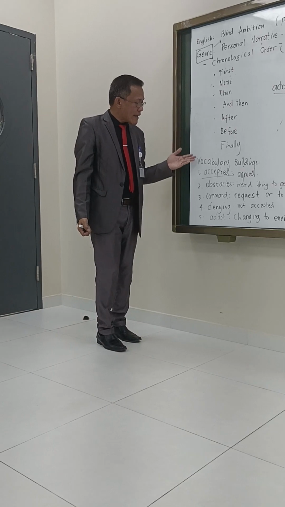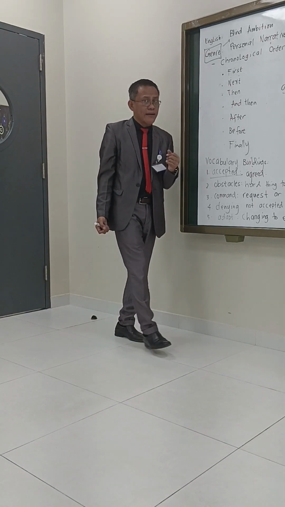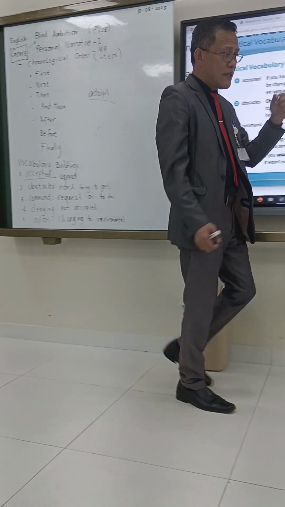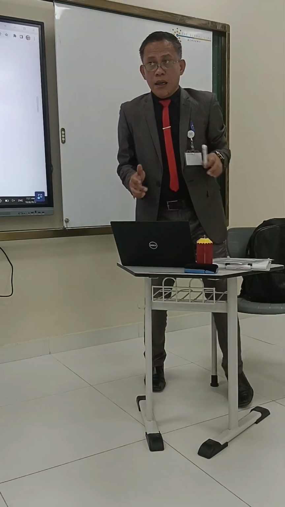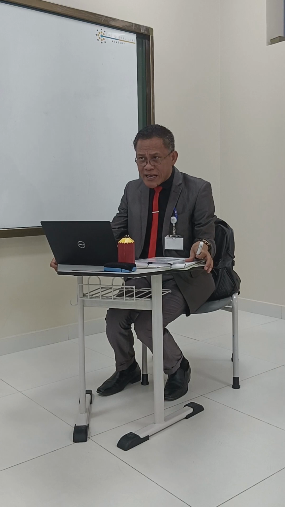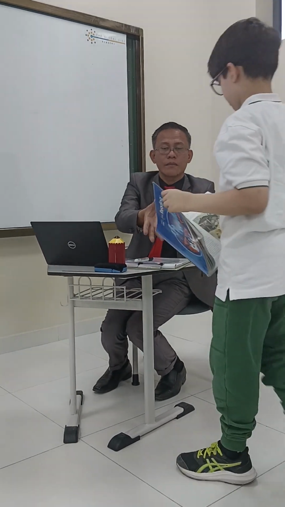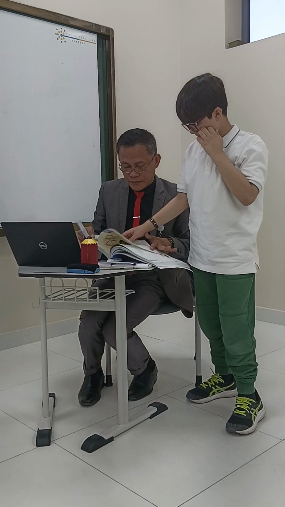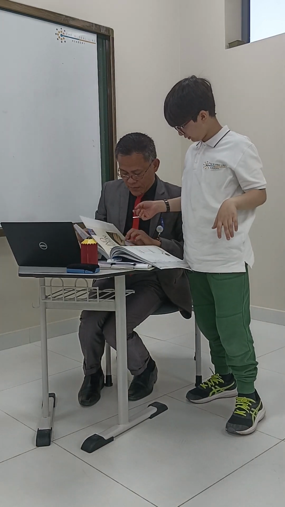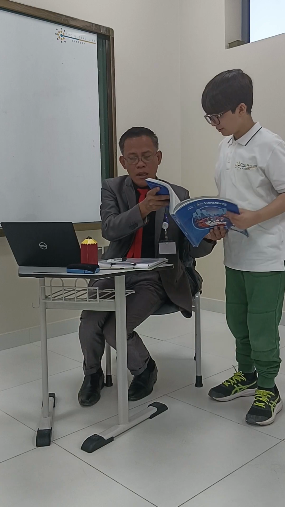So from accepted, obstacles, command, denying and talk, I'd like you to know them now. No need for you to write them in your own language. It's already in your book. What I want you to do is use your highlighter or pencil.